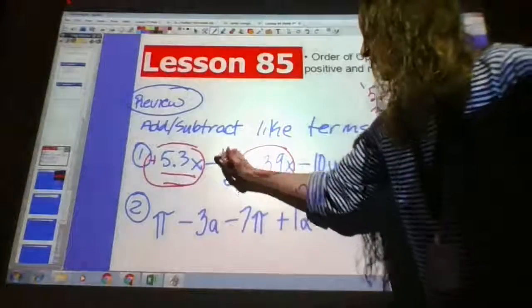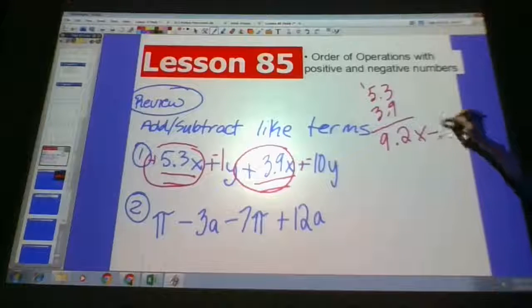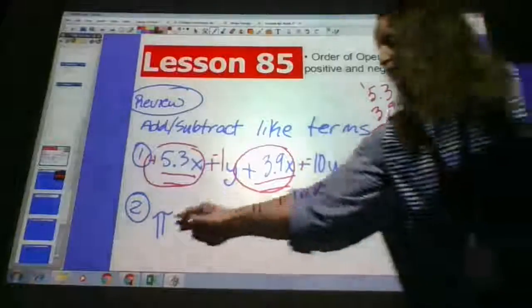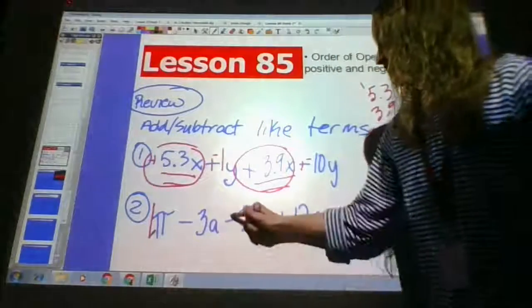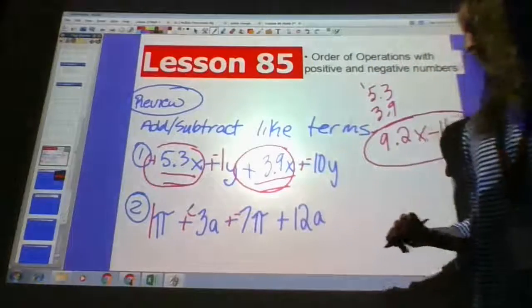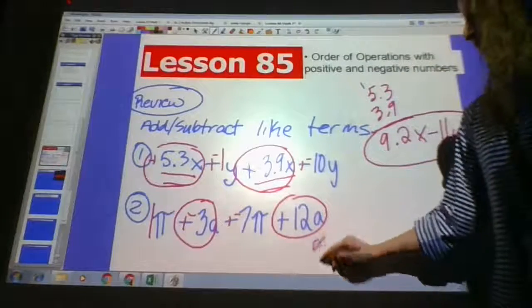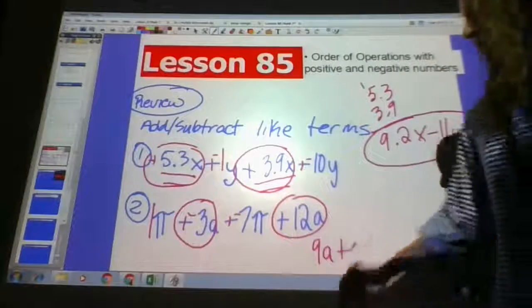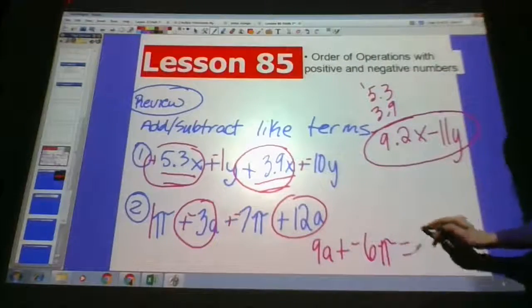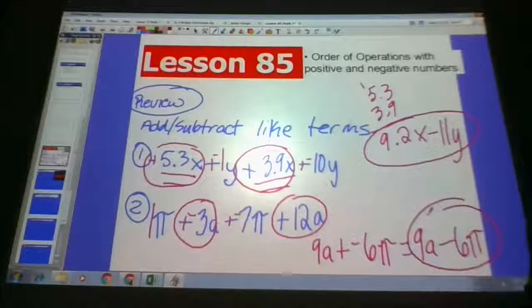Right here, this is actually a negative 1y. This is actually a negative 10. So that's going to be minus 11y. Right here, this is actually 1 pi plus a negative 3a, plus a negative 7 pi, plus 12a. So if we talk about like terms, negative 3a plus 12a is going to be 9a, plus 1 pi plus negative 7 pi will be negative 6 pi. And I would actually simplify that to 9a minus 6 pi. That's what we have.